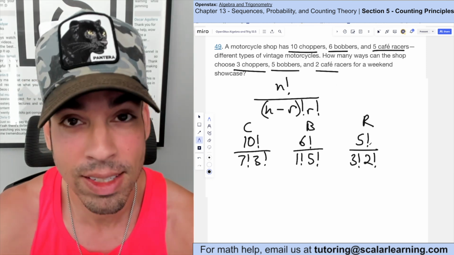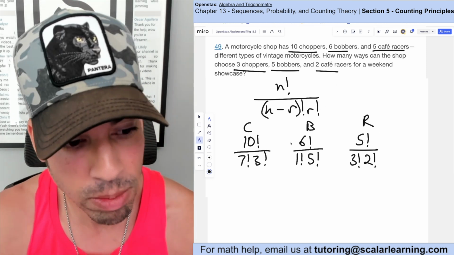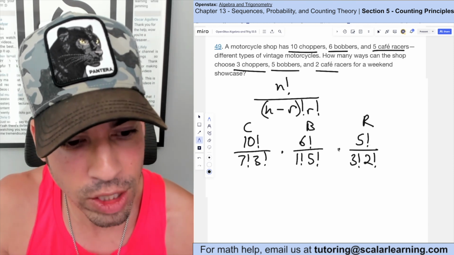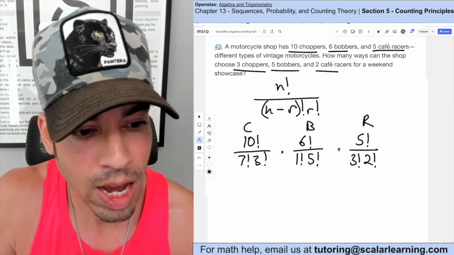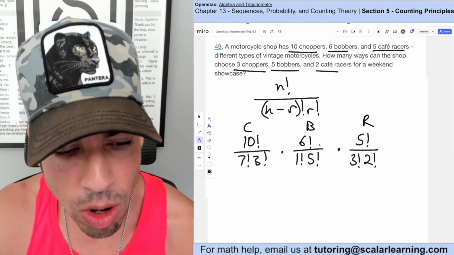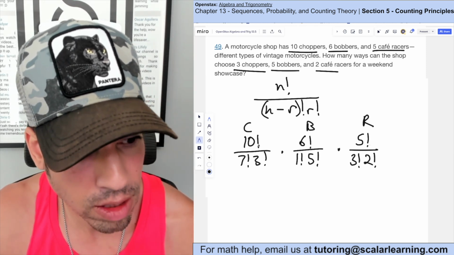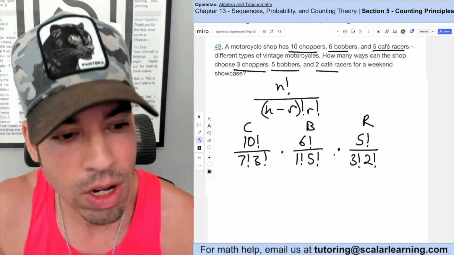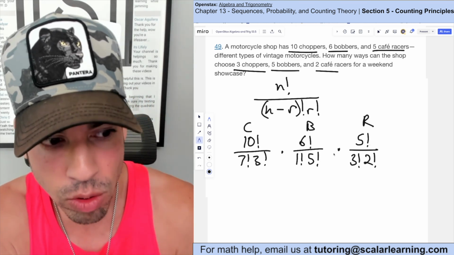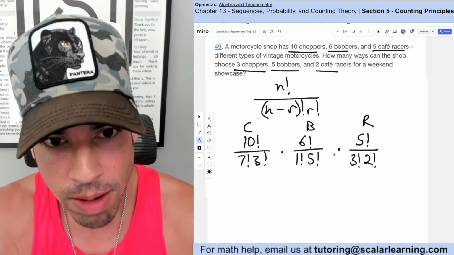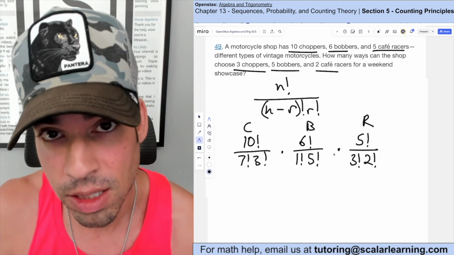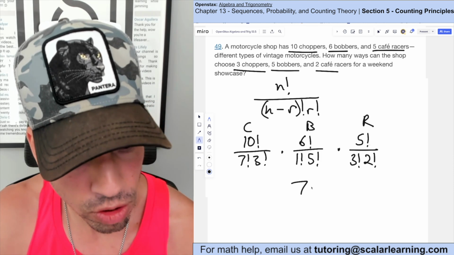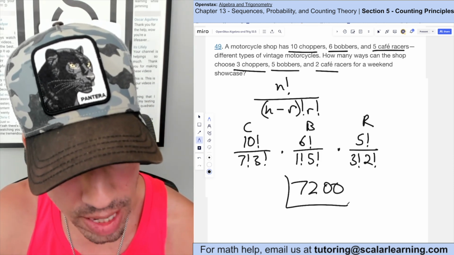All right, I hope that made sense. That was a lot of the word factorial. But now let's take these, and if we want all the ways we can choose all 3 of these, we have to take the product of all of these, because we're looking at the unique collections we can make, knowing that there's a total amount of those chopper combinations, the bobber combinations, and cafe racer combinations. So let's plug this into Desmos. And once we plug everything in, we get 7,200. So the answer is 7,200. That's how you do it.